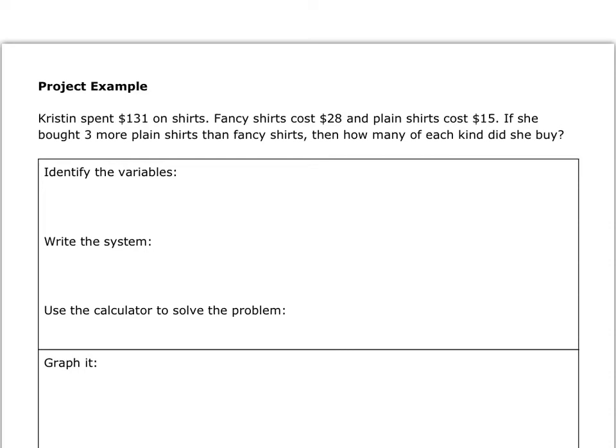So this is an example similar to several of the projects, because we all have different problems. We're going to do all 4 pages together, okay? So on that first page, you guys are going to write the problem just like it is, and then we're going to identify the variables, write the system, and give me the answer. So I'm going to show you guys how to use the calculator to find your answer today.